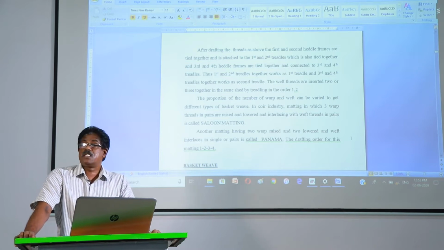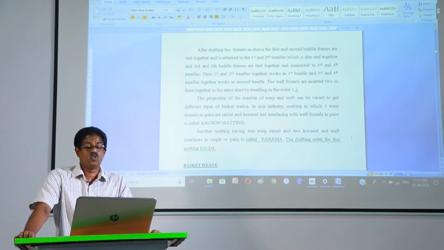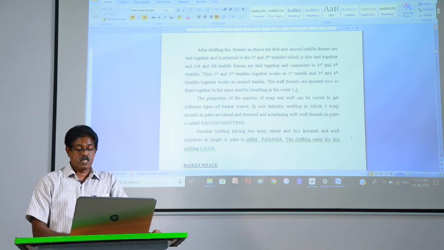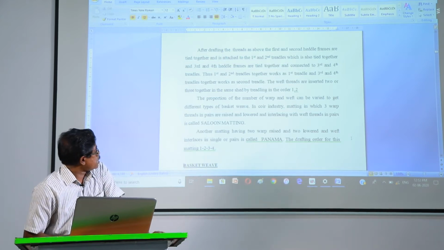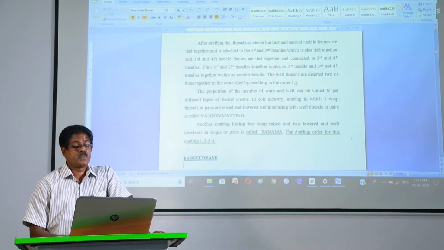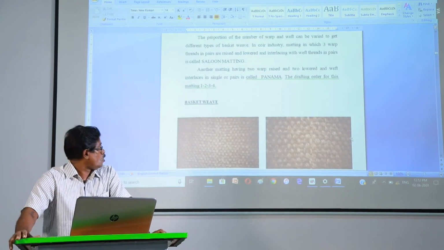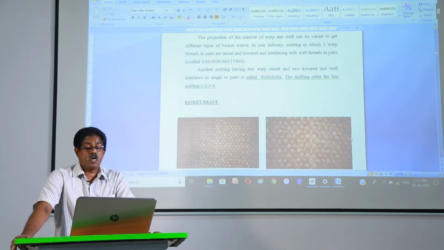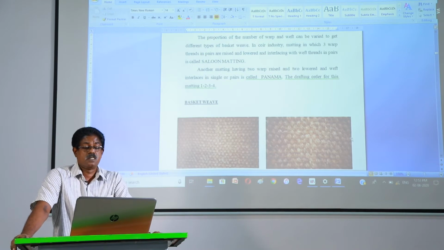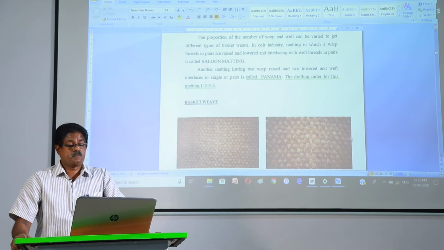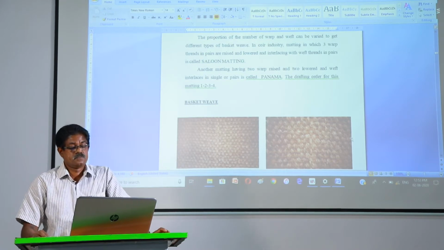The weft threads are inserted two or three together in the same shed in the threading order 1, 2. The proportion of the number of warp and weft threads can be varied to get different types of basket weave in the coir industry.